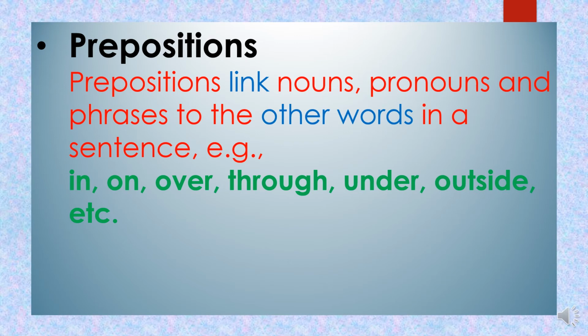So wherever we are using words to link two nouns, pronouns, phrases, or one noun to a pronoun, those linking words are known as prepositions. Examples are in, on, over, through, under, outside. So wherever we use linking words to link some noun, pronoun, or phrase to another word, that is a preposition. Phrases I will describe in the next chapter.